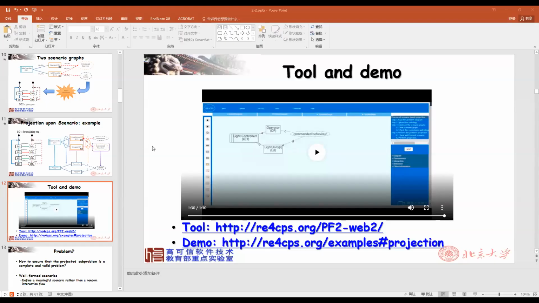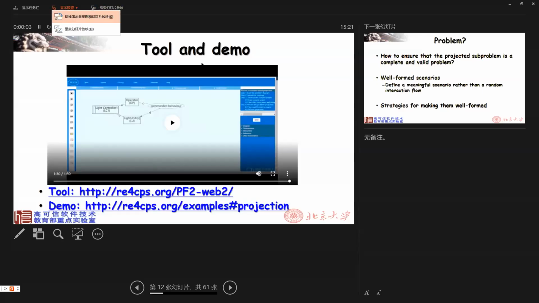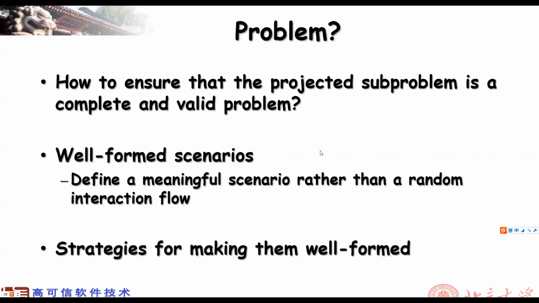As we just said, there are many checks before we do the projection. Why do we need these checks? The purpose of these checks is actually to ensure that the projected sub-problem is a complete and valid problem. Because if we just get a scenario and project it, can you ensure that the sub-problem is a complete and valid problem? How can we ensure that?